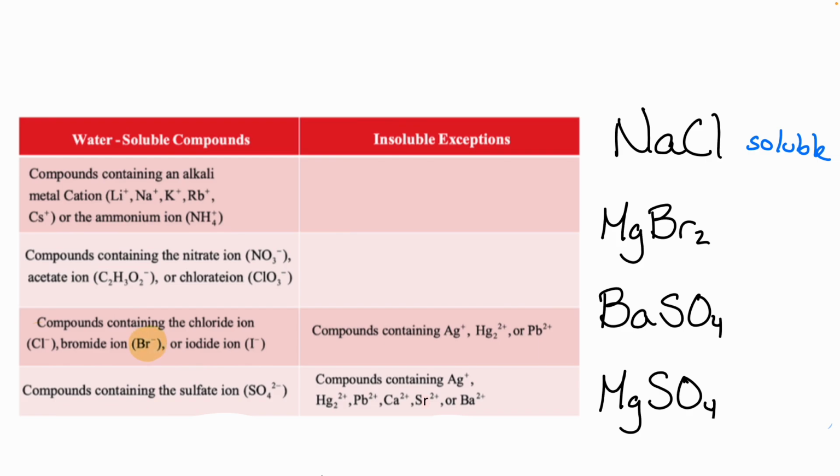So I'm going to find my bromide ion right next to chlorine. It's got the same insoluble exceptions, silver, mercury, and lead. And magnesium is not on that list. So this is indeed soluble.